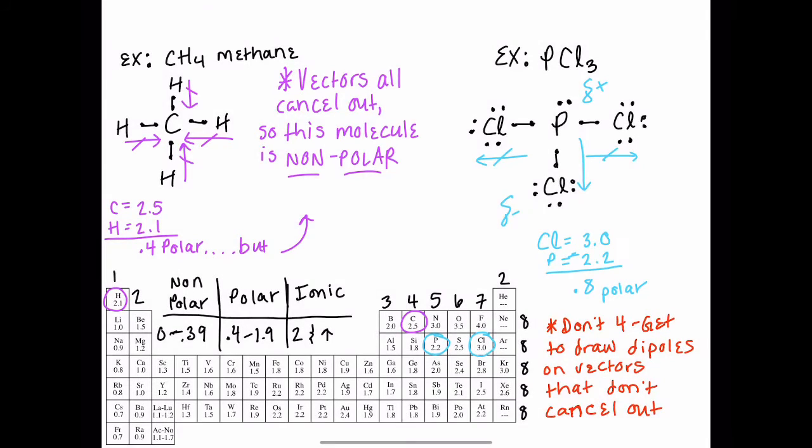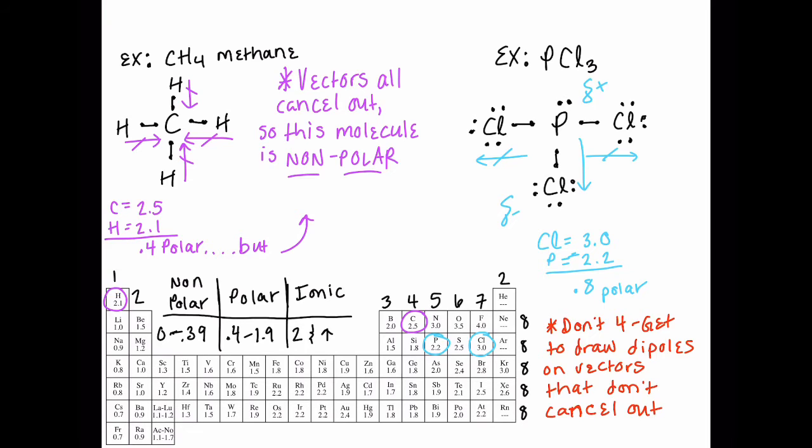On the left, we have methane. When you calculate the electronegativity values between carbon and hydrogen, you should end up with a polar bond, but when you draw the vectors in, they all cancel out and oppose each other. So this makes the molecule nonpolar.